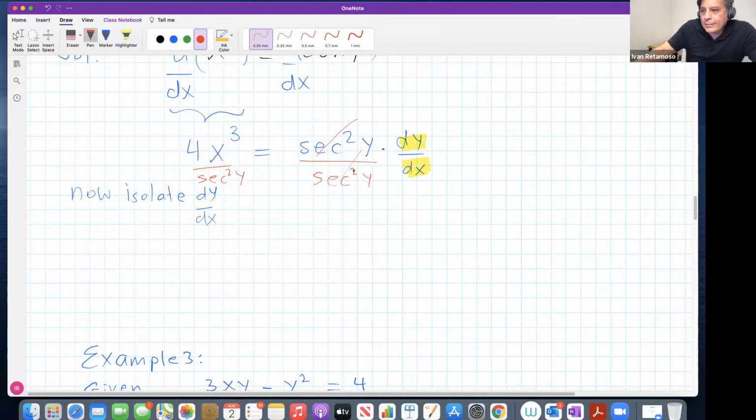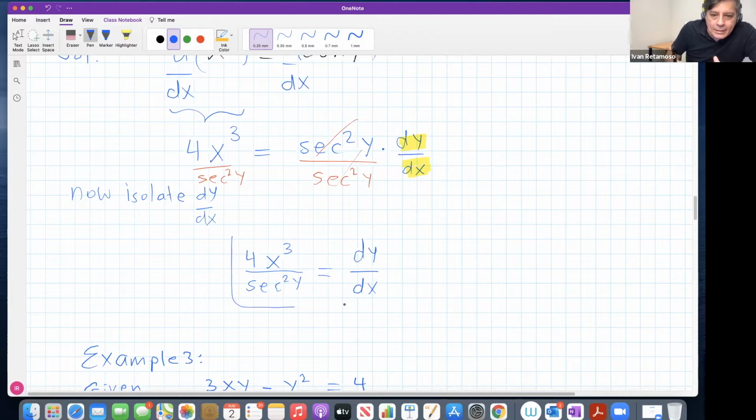This will cancel this. And as a result, dy dx, the derivative of y with respect to x, will be equal to 4x to the 3rd power over secant square of y, right? And that's it. One more time, as you can see, the final answer depends not only on x, but also on y, which is a very common feature of implicit differentiation.